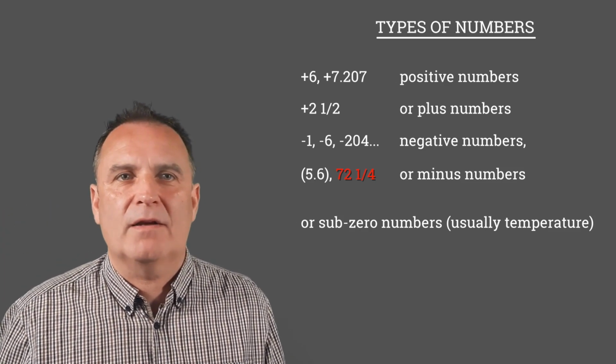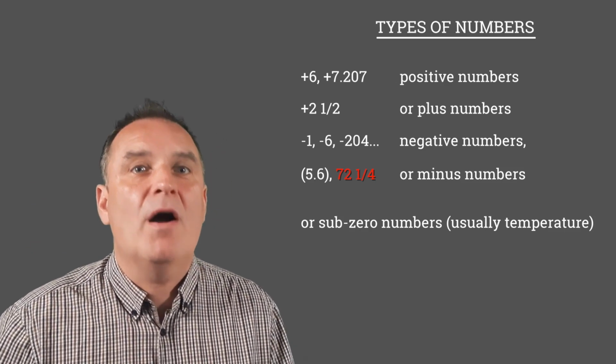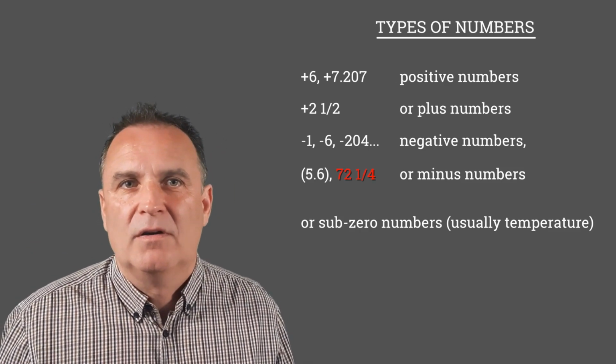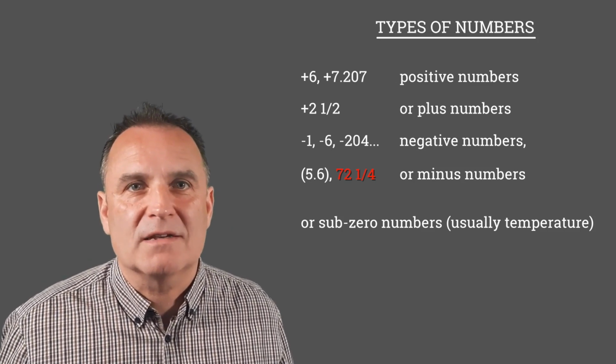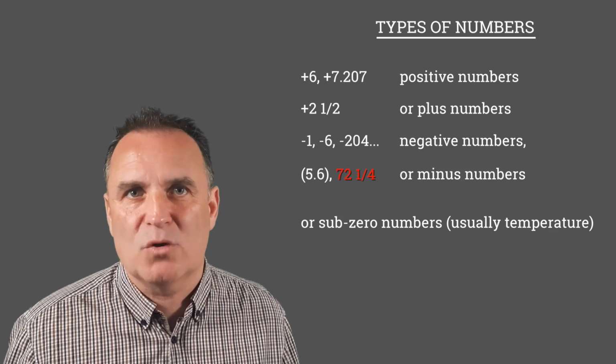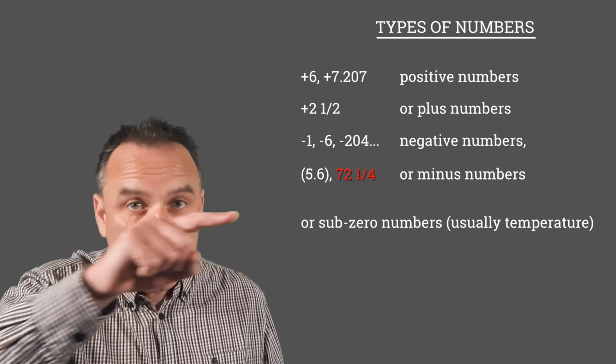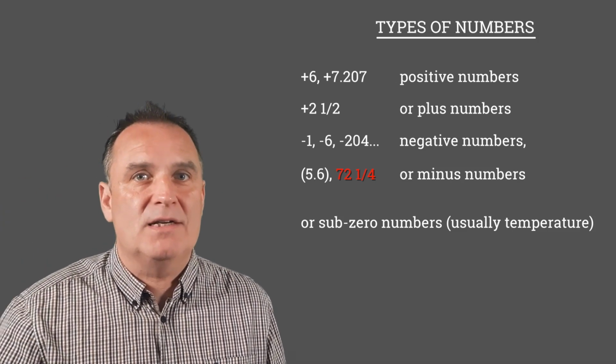Of course, a number like -1, -6, -204, -5.6, -72. These are all negative numbers or minus numbers. And we can sometimes write the minus sign and then VE to indicate negative.